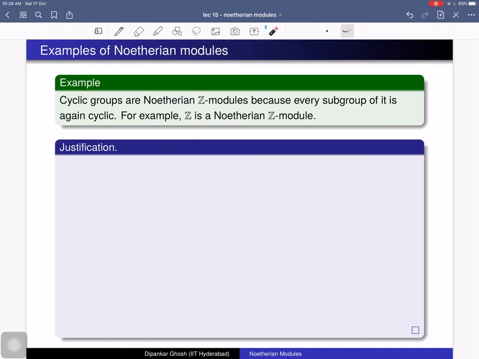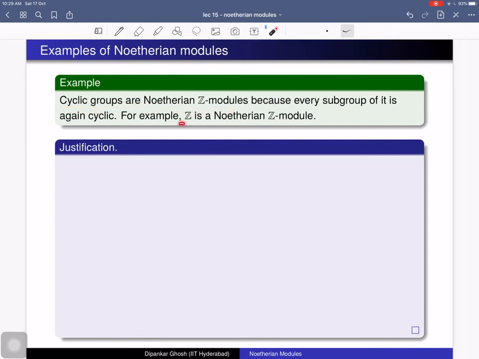If you consider a submodule of this, a Z submodule, what is that? It is a subgroup of this cyclic group. And any subgroup of a cyclic group is again cyclic, and therefore it is finitely generated. By cyclic we mean that it is generated by a single element. So every cyclic group is a Noetherian Z module.